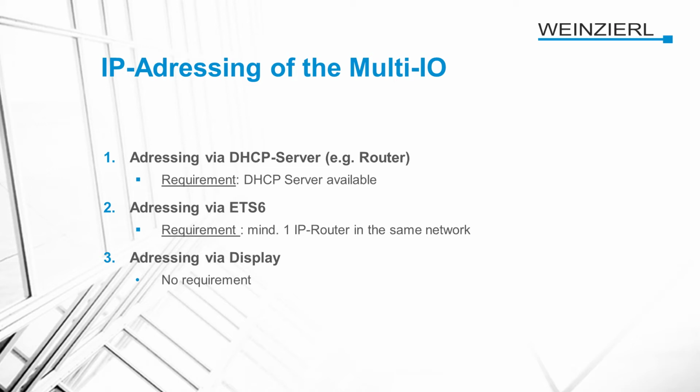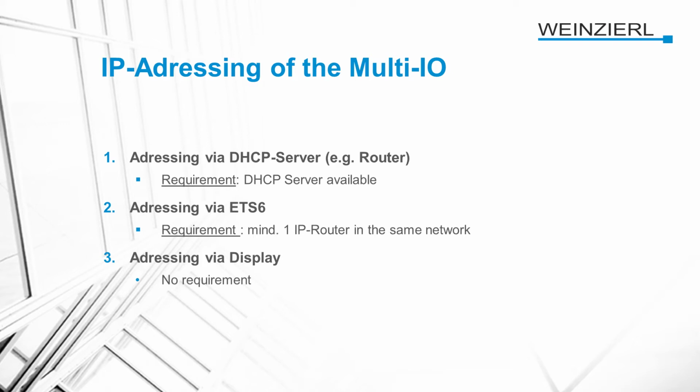The second option is to address the multi-IO via the EDS6. This means that in the EDS6 you can specify which IP address the multi-IO should have. And then, after downloading it to the multi-IO, it assigns this IP address. But here, too, one requirement is necessary, because in order to download this information onto the multi-IO as a connection, KNX IP routing has to be used. And the EDS6 only gives this option to use KNX IP routing if it has already detected a KNX IP device, like an IP router, in the same network.